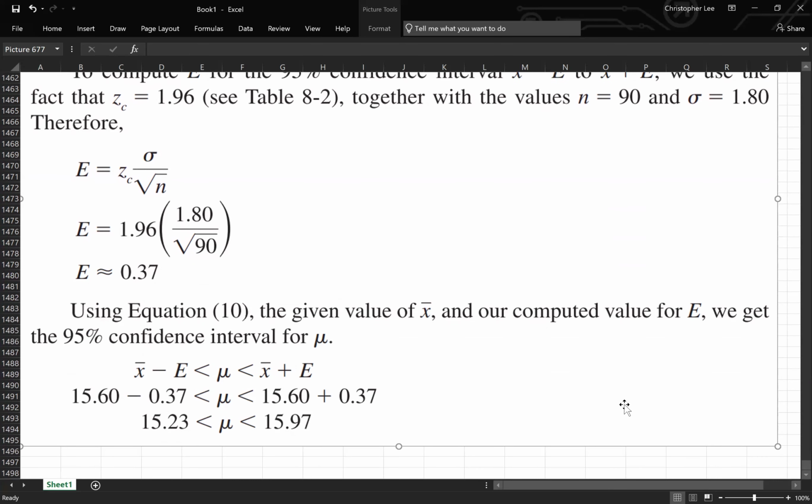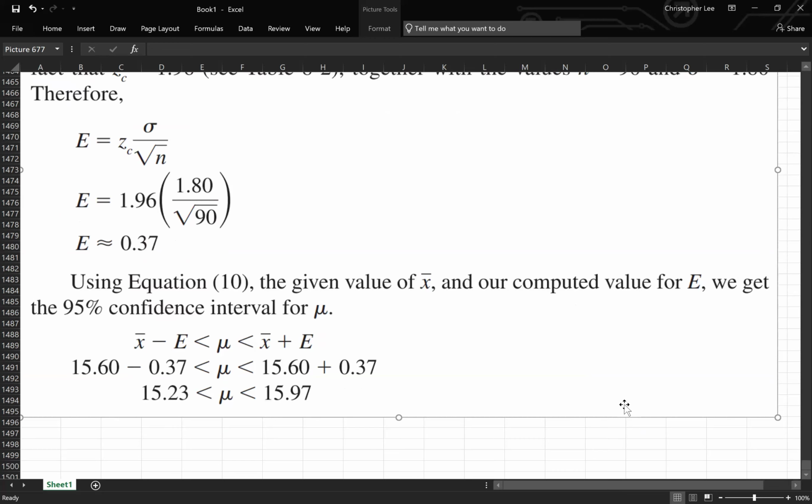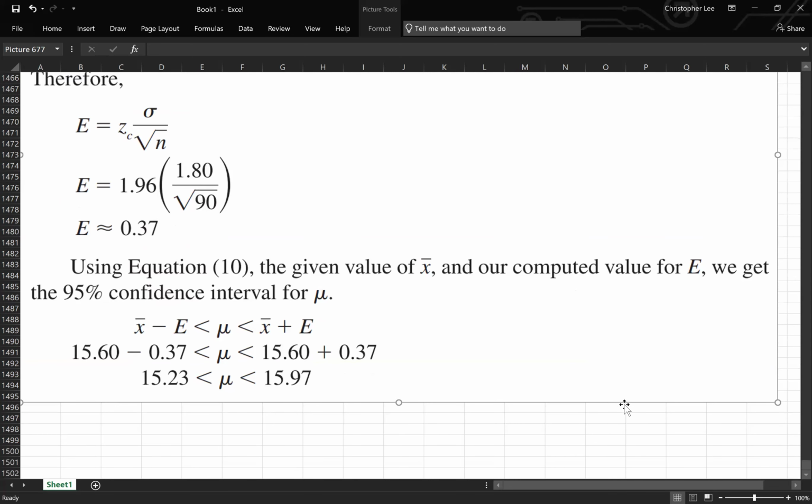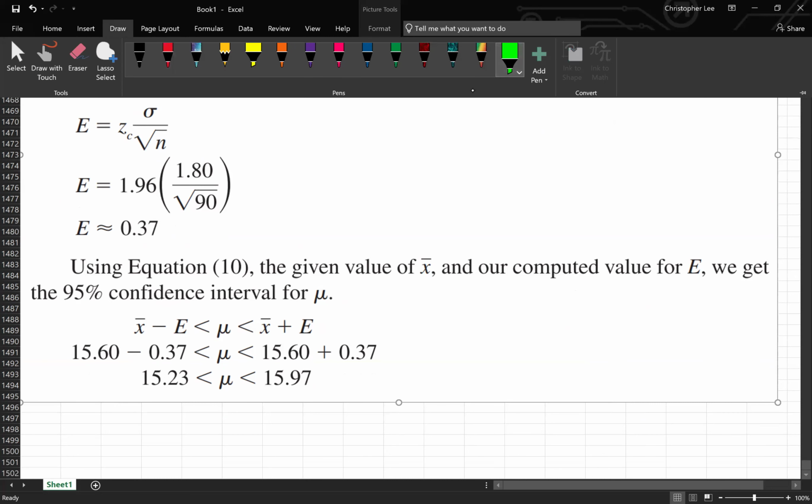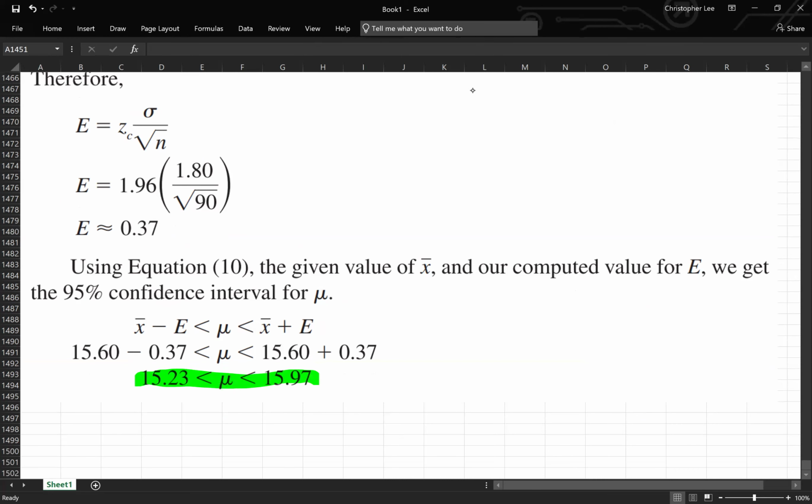The given value of X bar, plug it in. X bar is 15.60. Our margin of error that we just found is 0.37. You're going to subtract on the left, add on the right. That's it. Your final answer is this line right here: 15.23 less than mu less than 15.97. That's all I'm looking for. That's your whole answer right there. And that's it. All right. Simple, simple, simple.